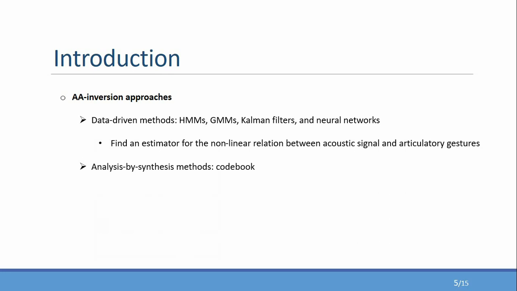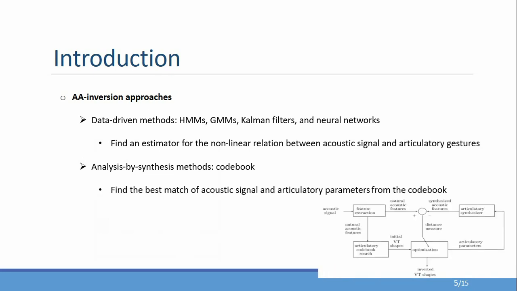The second group is analysis by synthesis methods, and an example of this is the codebook method. As shown in this figure, in the codebook method, after feature extraction from the acoustic signal, a search algorithm finds the best available matching value for articulatory parameters in the codebook. Then, after finding suitable vocal tract parameters, the articulatory synthesizer produces an acoustic signal according to the input vocal tract parameters. Finally, an optimization algorithm minimizes the distance measured between the natural acoustic features and synthesized acoustic features.